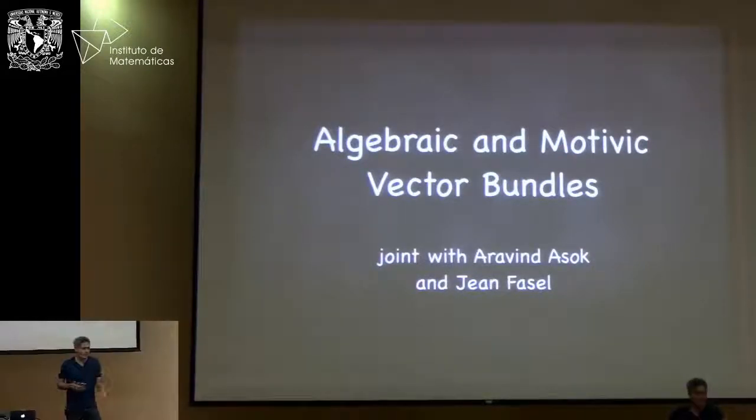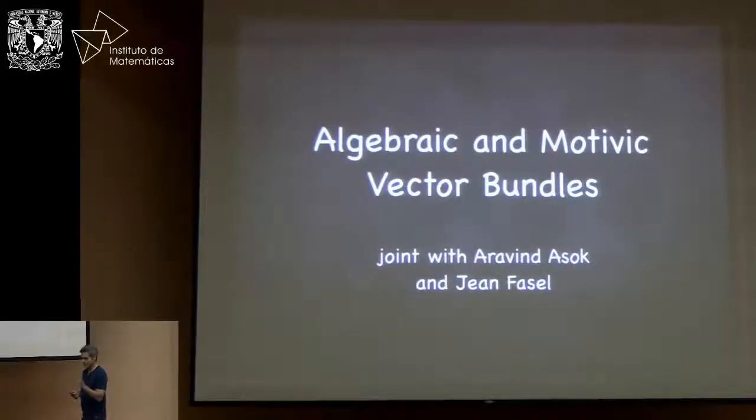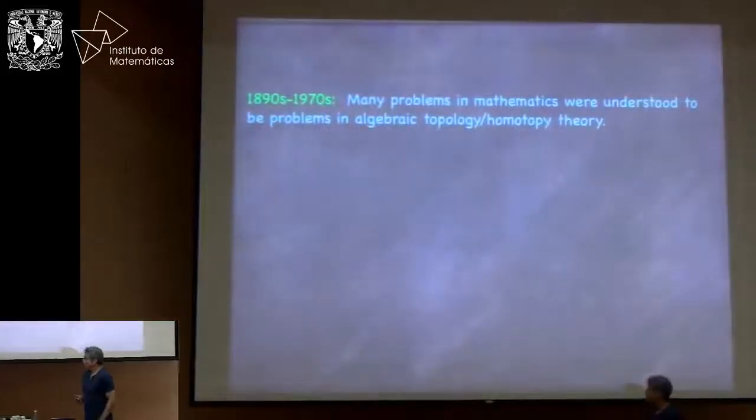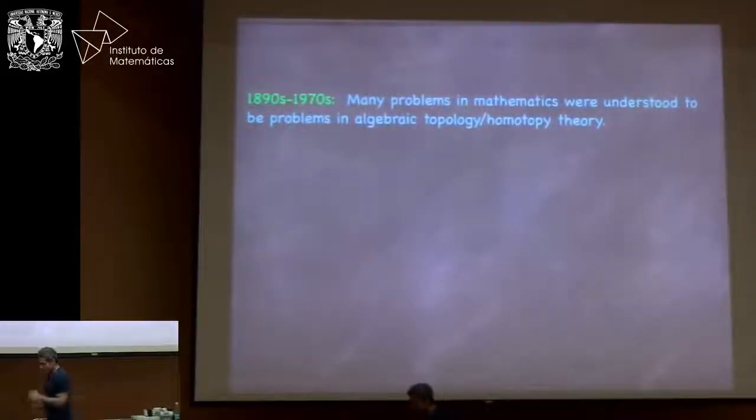my main theme is something very analogous. There's a problem, this problem of classifying algebraic vector bundles, that one can approach with complex analysis, with algebraic geometry, and now also with the methods of homotopy theory, and they give really different looks on the same problem. So, just to recapitulate this a little bit.